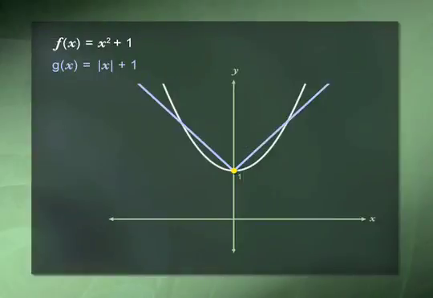Here's a picture of those two functions before I've zoomed in very far. One of them is a parabola with a y-intercept of 1, and the other is the absolute value function moved up 1 unit. So they intersect at 0, 1. Now zoom in a few times. What's going to happen as you zoom in?